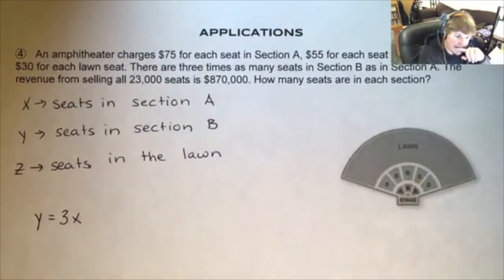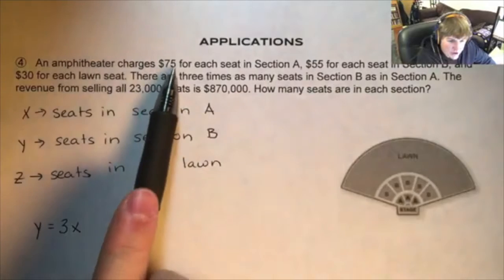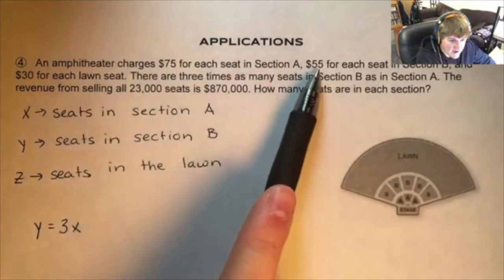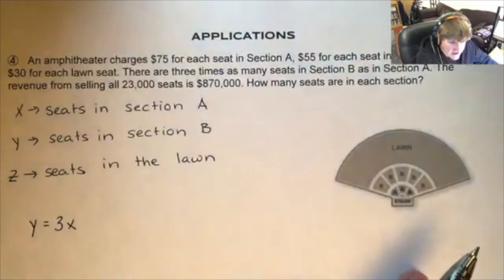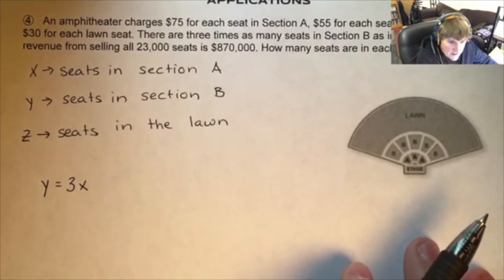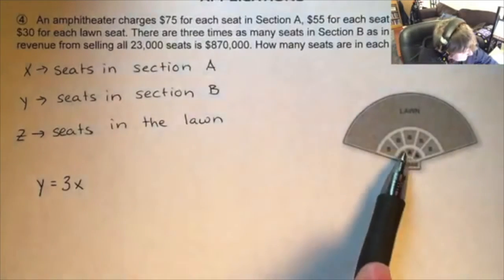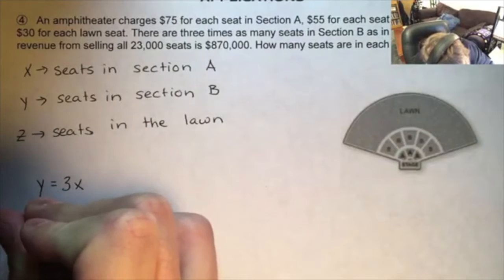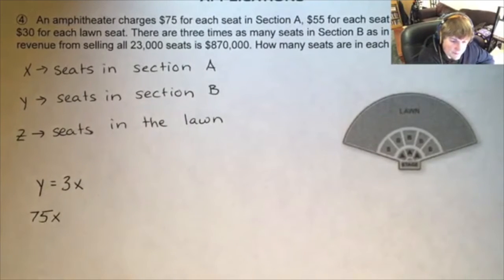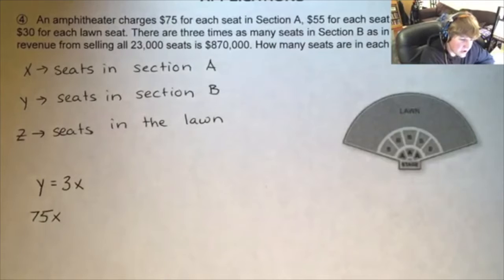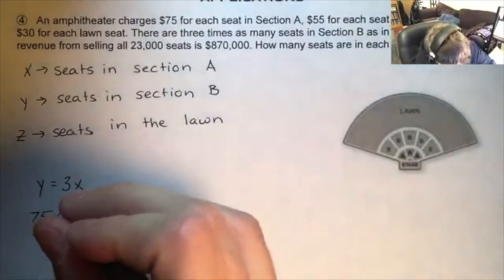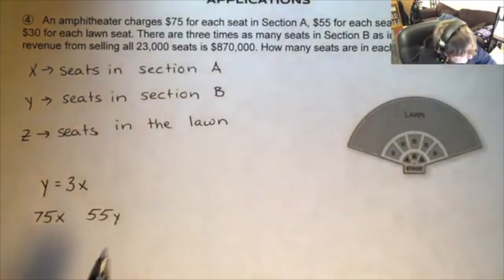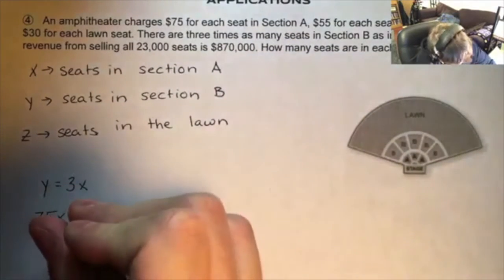Okay, and then the other one tells us how much money. There's a money equation going on, right? So $75 per seat in A, $55 in B, and $30 in the lawn. So we can write that. If I want to figure out how much money I made off of seats in section A, I'm going to take $75 and multiply it by the seats in section A. Then for section B, I'm going to take 55 and multiply it by the seats in section B, which is y. And then for totals, I would add this up.